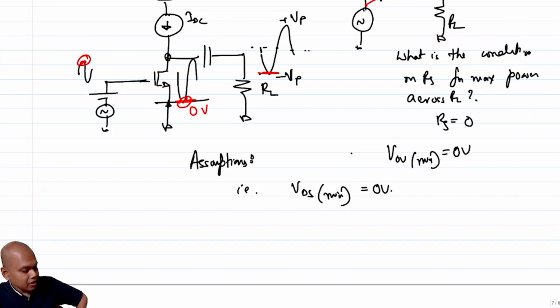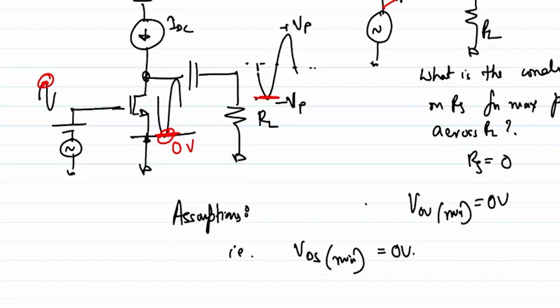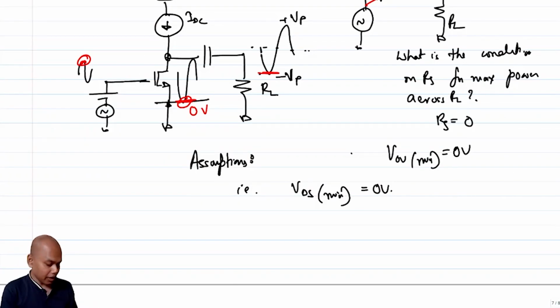Now you might say that if the input has a significant amount of amplitude, then the linear region condition need not necessarily be 0 volt, which will be correct. But again, we are making another assumption, that the voltage gain is high.